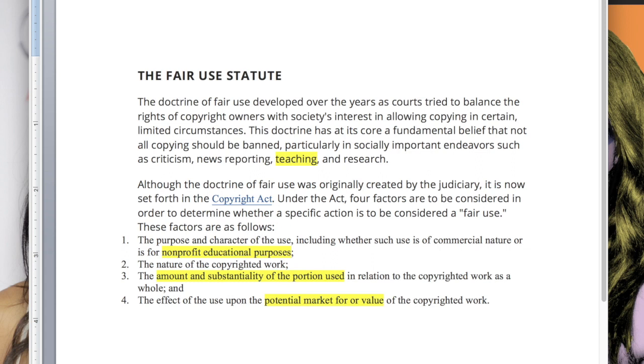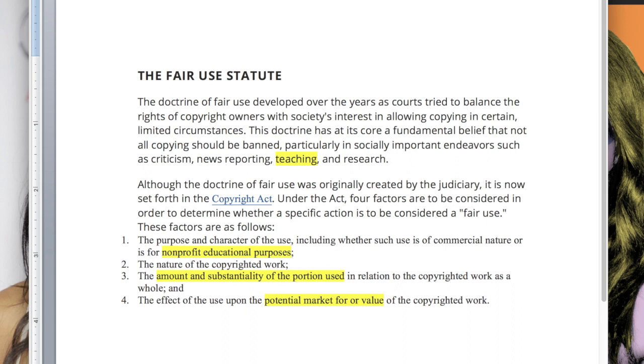These factors are as follows. The first one is the purpose and character of the use, including whether such use is of commercial nature or is for nonprofit educational purposes. All right, and again, we are a nonprofit educational entity. The nature of the copyrighted work. The amount and substantiality of the portion used in relation to the copyrighted work as a whole, and the effect of the use upon the potential market for or value of the copyrighted work.